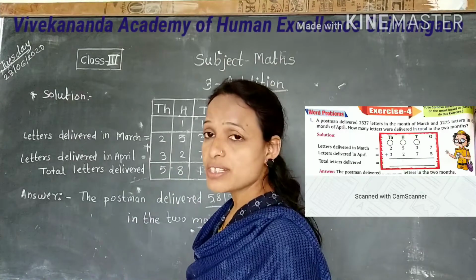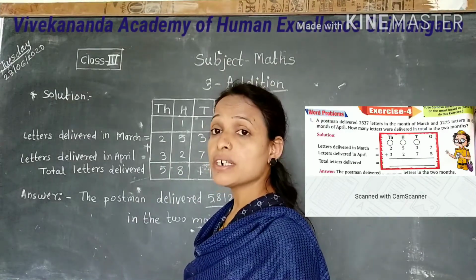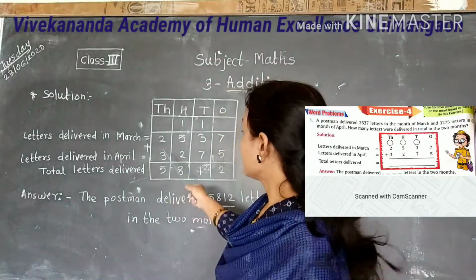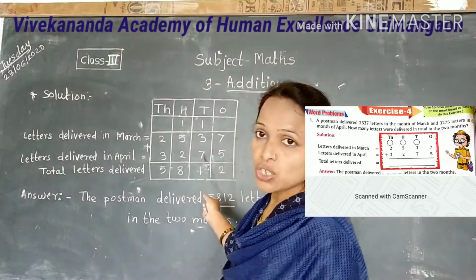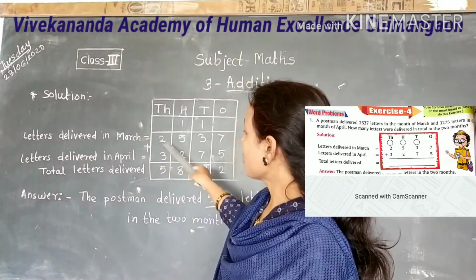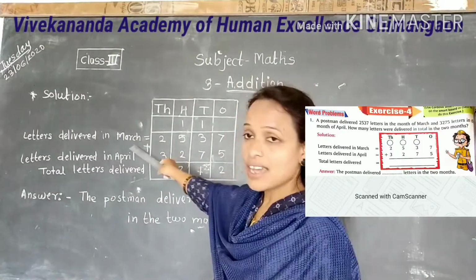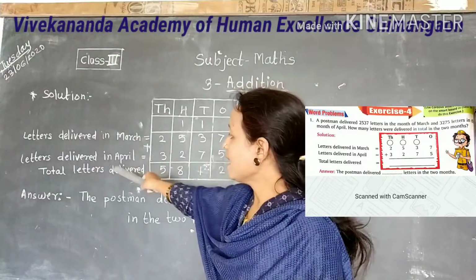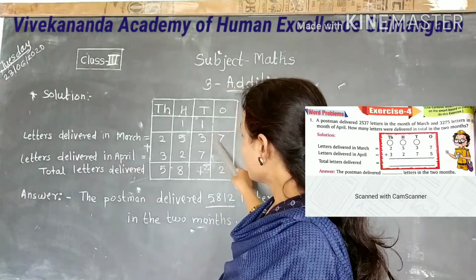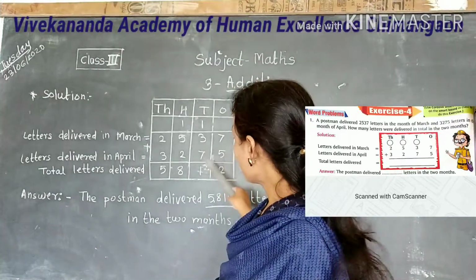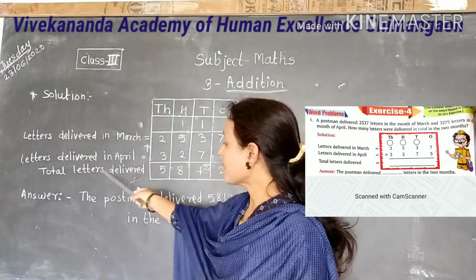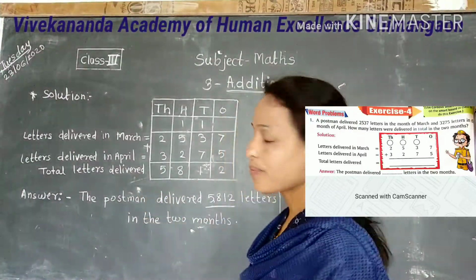Again, what is given? A postman delivered letters in the month of April. How many? 3275. So both, the letters delivered in March 2537 I write in front of it, and the letters delivered in April 3275. So in your book everything is given. Now here you only have to add, and you have to find out the total letters delivered.